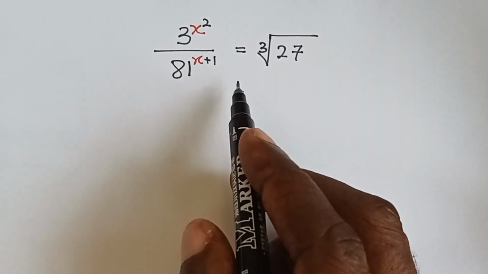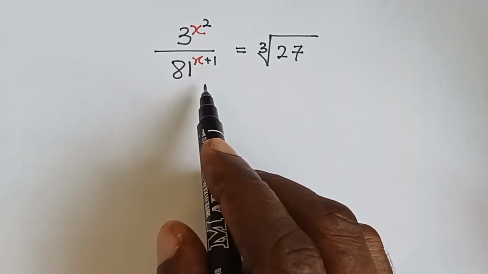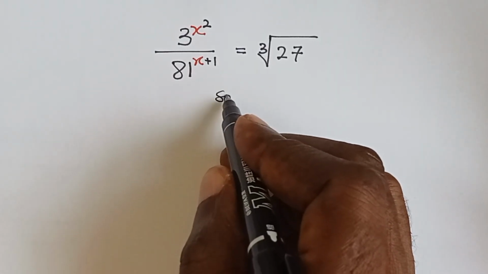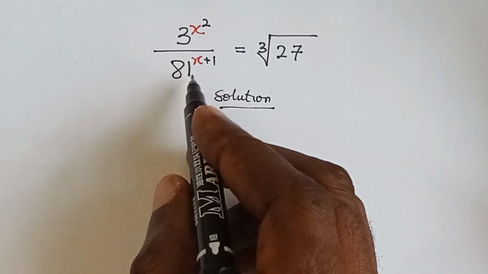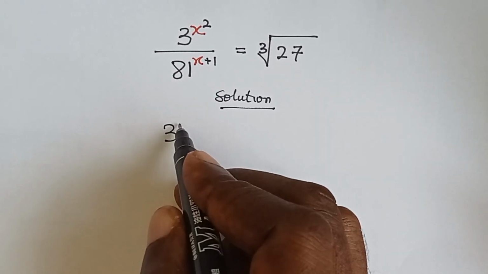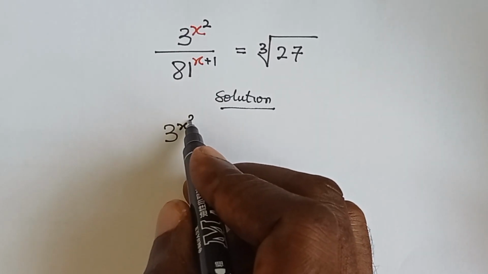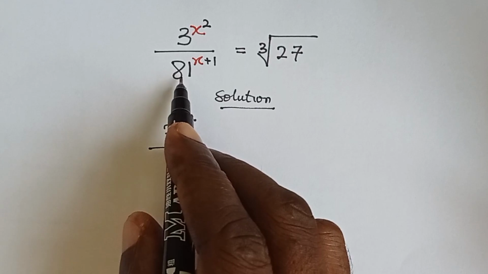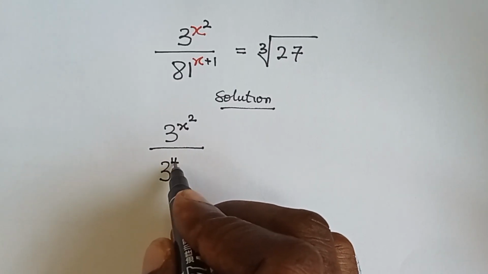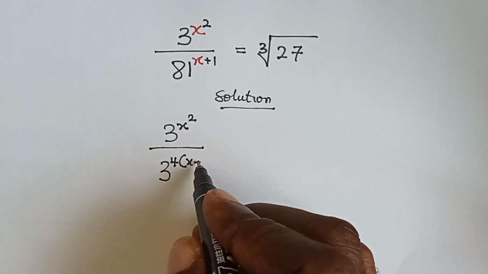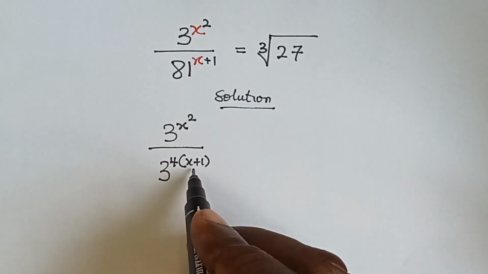In this video, we want to solve this tricky exponential equation. Solution. Okay, so now we have 3 raised to the power x squared over 81. 81 can also be written as 3 raised to the power 4. Then we put x plus 1, this x plus 1 in brackets.